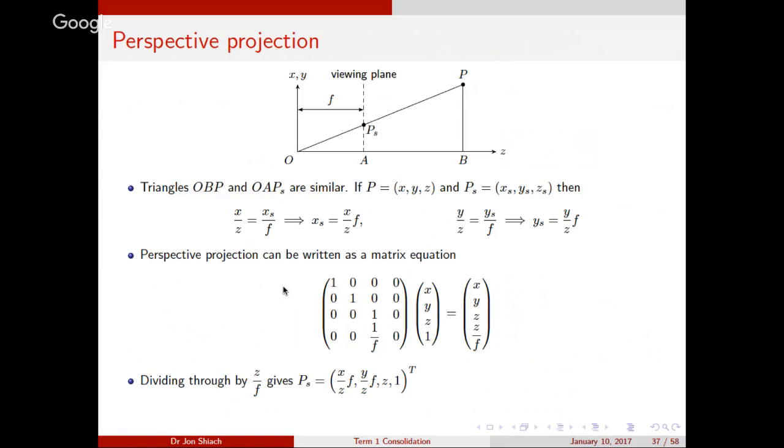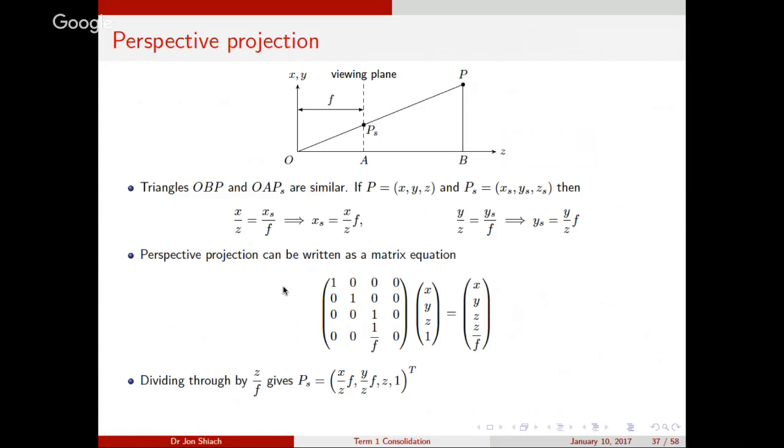So we can express this using a matrix equation. This 4x4 matrix is what we call the perspective projection matrix, multiplied by your aligned world space coordinates. This is after you've aligned everything. Okay, and this is what results. This is your homogeneous screen space coordinate. We want Cartesian, so we divide throughout by z over f. So we divide x, y, and z by z over f, and we get our screen space coordinates there.